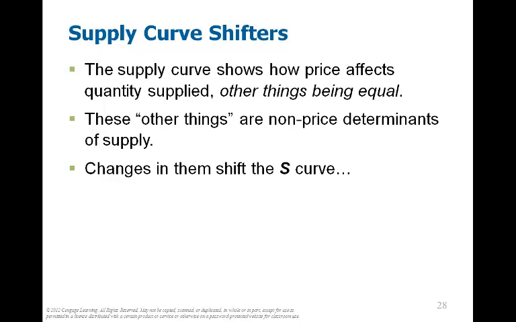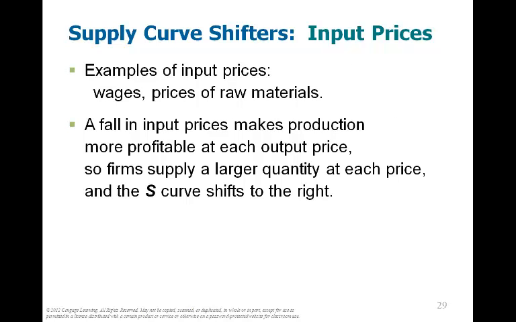Now, if something other than price changes related to the cost of producing something, then that'll shift the whole supply curve. The supply curve is inversely related to the cost of production. So if the cost of producing something goes up, the supply decreases. If the cost of producing something goes down, everything else equal, the supply will increase. So we're going to go through four important supply curve shifters.